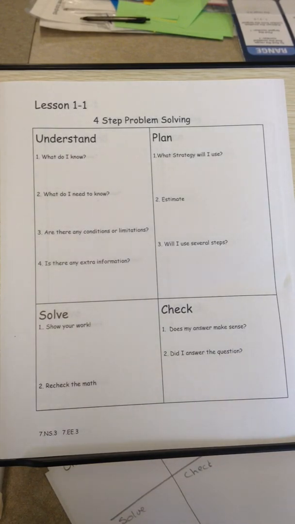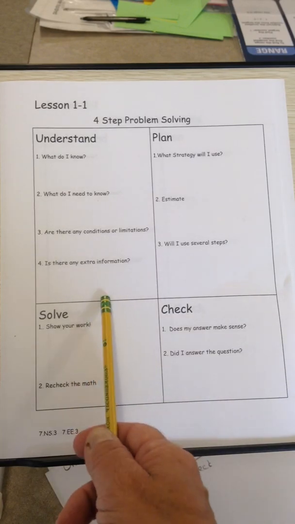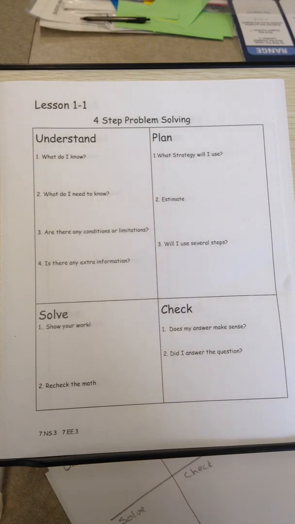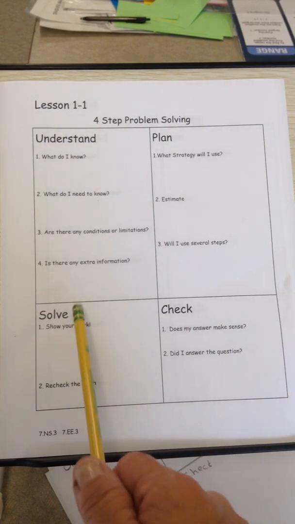For example, it may say convert your answer to miles, or it may say you must have an ending result that's less than 50 or something like that. So that's an example of a limitation, and we'll talk more about that as the year goes on. Is there any extra information that you can get rid of? Is there any names that you can't pronounce? Is there just extra information that doesn't pertain to the problem? We can always get rid of that.